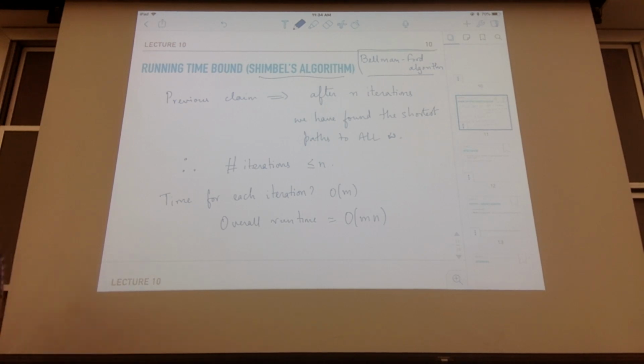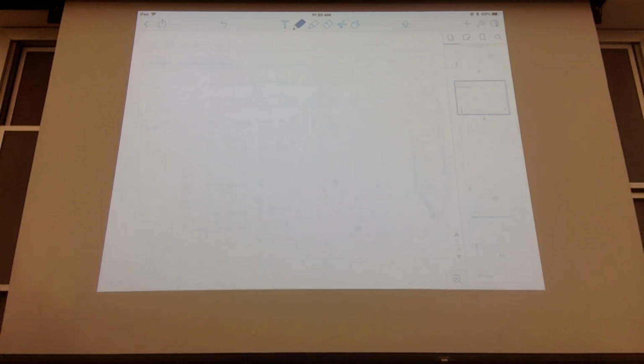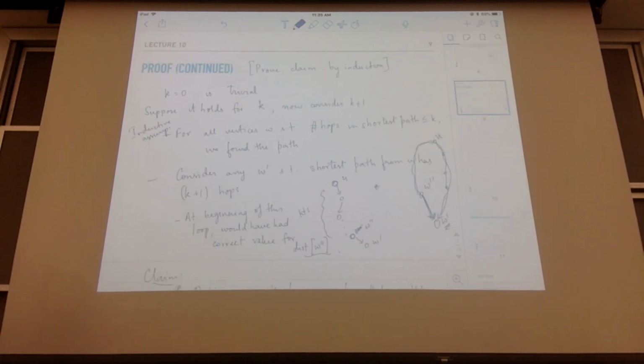Okay, so the other point about this algorithm, which is kind of nice, is that it also works when some edge weights are negative. Of course, you should not have negative weight cycles, or else the number of times this distance vector gets updated could be unbounded.